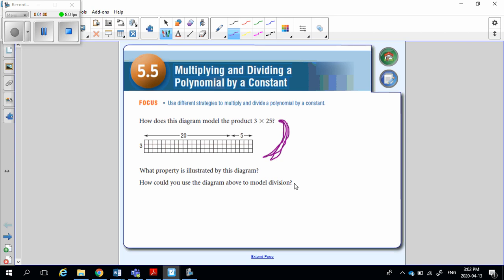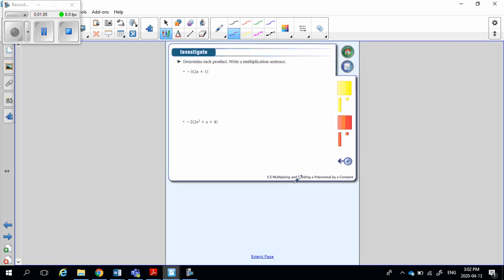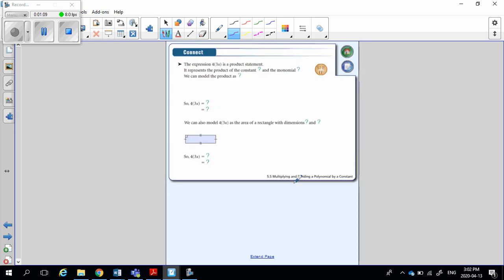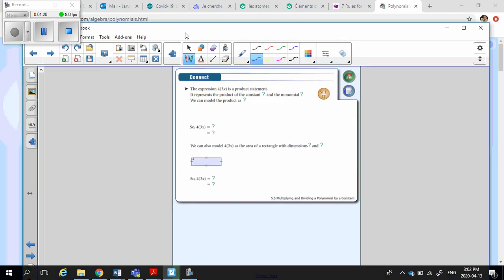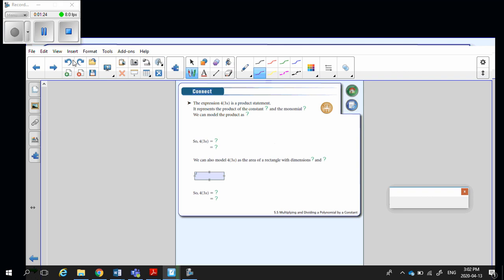The 3 applies to all the pieces that you could break that 25 up into as you move across. So we're going to jump right in. I'm going to skip through a bunch of pages here, those investigate pages that we usually do, but we're going to skip over those today so that we can get going a little faster, okay? I'm just going to try to make this a little bit bigger for you.